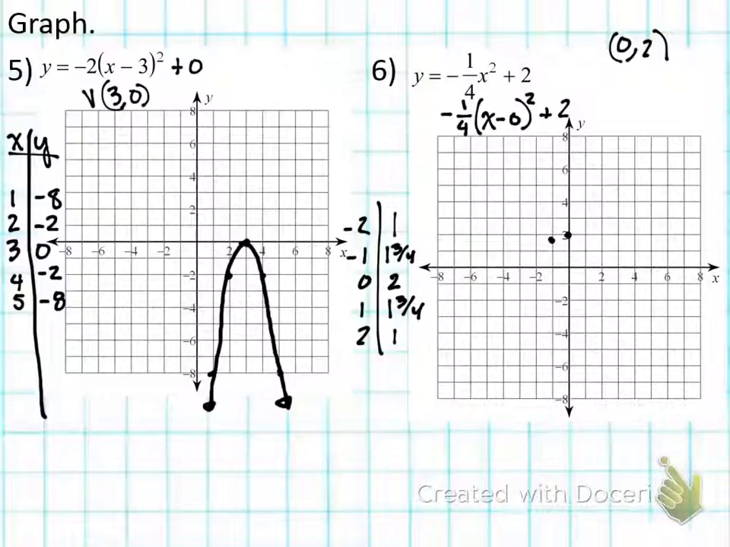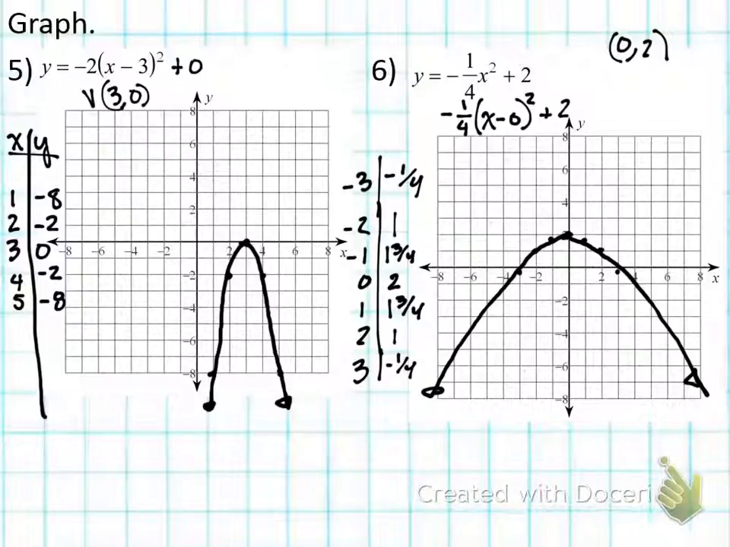Okay, now I want some more points because there are just a few here. So I'm going to put in 3. Watch what happens when I put in 3. 3 squared is 9. 9 times -1/4 is -9/4. -9/4 is like -2 1/4. -2 1/4 plus 2 is -1/4. Okay. So you're going to have to deal with some fractions. You plot it and you graph it.